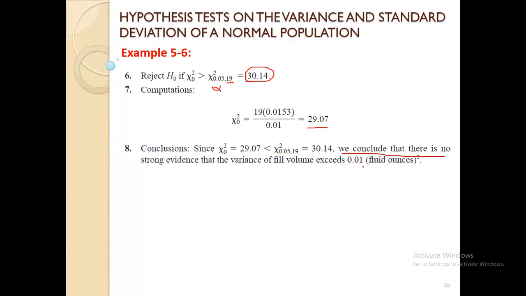You have to translate it. We conclude that there is no strong evidence to conclude that the variance exceeds 0.01. Because we accept H0, that's why we conclude that the variance is less than 0.01. It's good, that's right, because the error is low. It's lower than the limit, so a low variance is good. Okay.